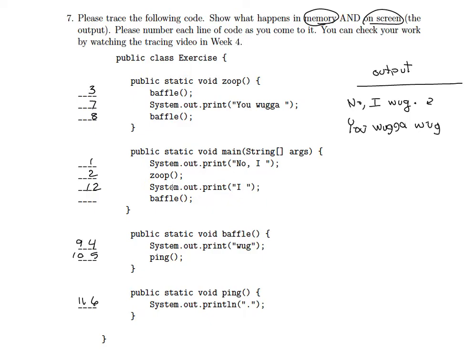System.out.print I. Oh, I forgot to put in my new line from the ping method down here because I was getting excited. So now at line 12 I print I with a space, and then I make one more call to baffle at step 13. It's a little hard to read.